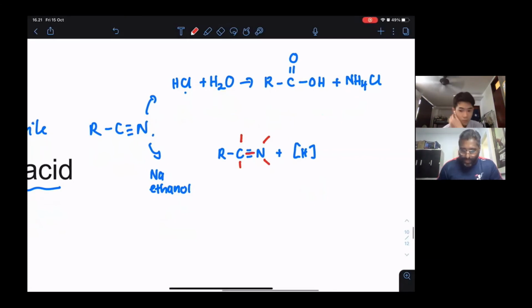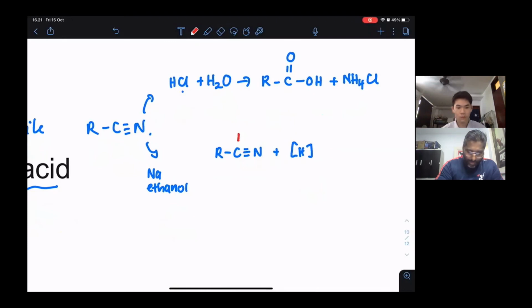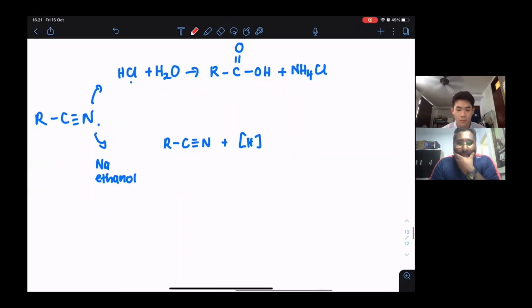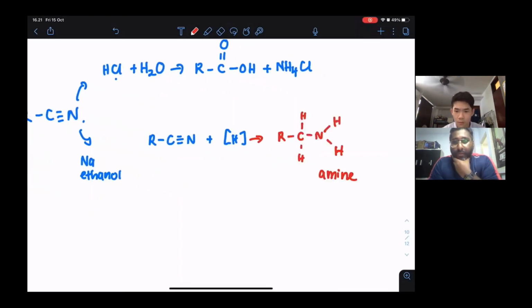So if I erase the red part and straight away write the equation, it will look like this: R, C, H, H, N, H, and H. So this is going to be the amine. Still it's not there, but once it appears, you can see that this is going to be the amine. Amine is produced as a product of reduction if you use sodium and ethanol. So that is going to be the product of reduction.